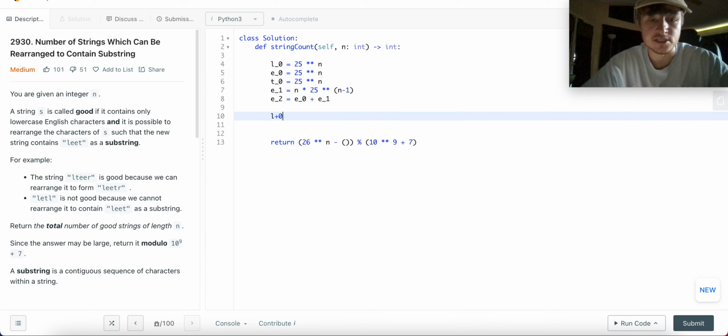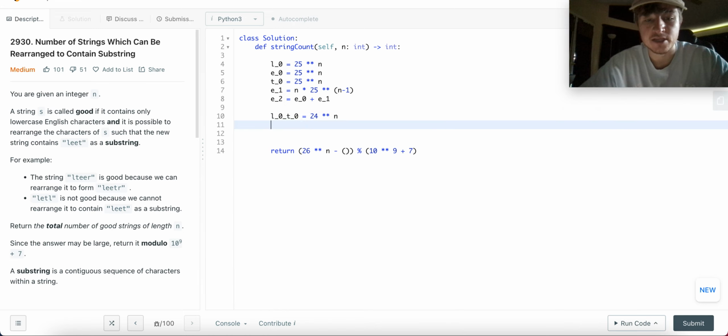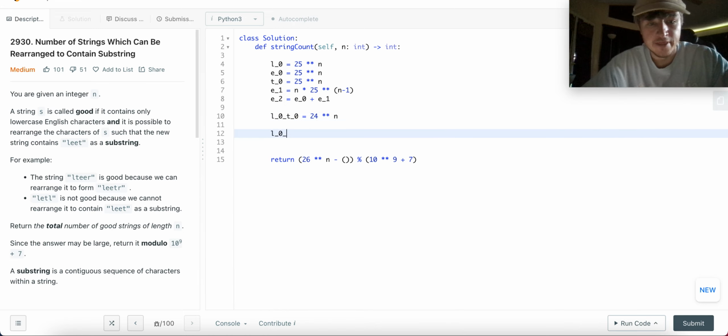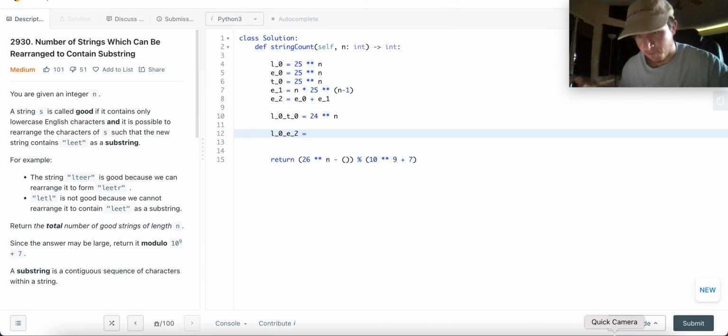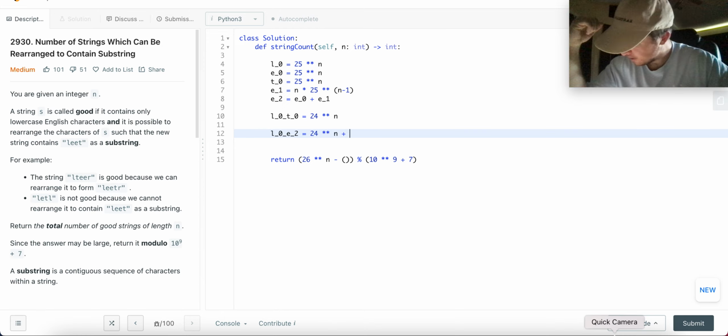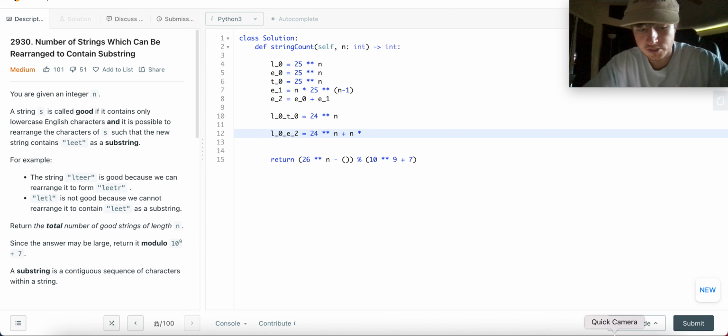Now we've got to do the combinations, right? So L0 and T0 equals, well, now there are 24 things that I can use, right? Because I can't use one E, and I can't use a T, and I can't use an L. And there are n places I can do it. And then L0 and E2 is, well, I already did it. I'm just going to tell you what it is. I'm reading right off here. That's 24 to the n plus n times 24 to the n minus 1.